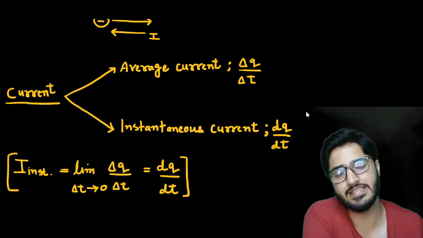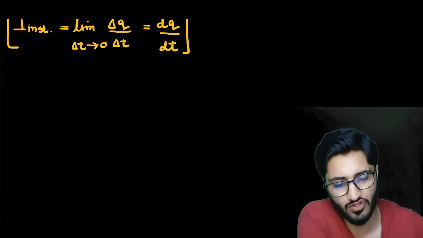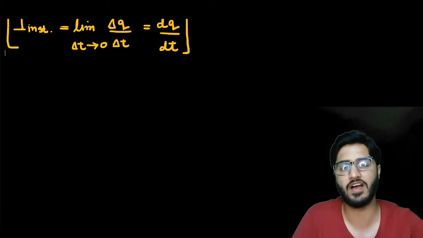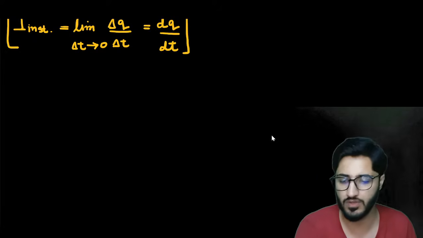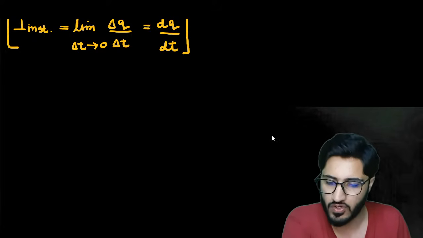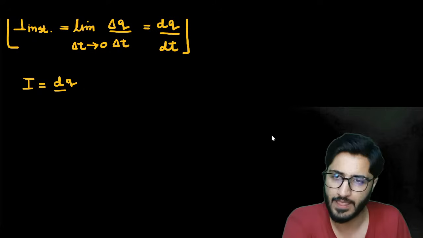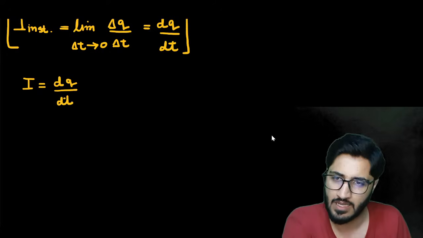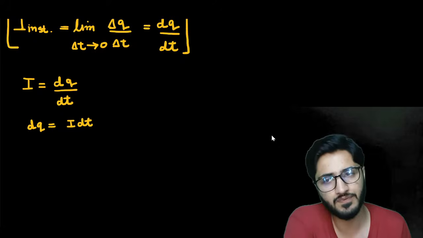Let us just define these things. Look now. What is the usage of it? Sir, why do we need to find delta q or these things? What equation did we get here? We got current I is equal to dq by dt. I can write it like this: dq is equal to idt.